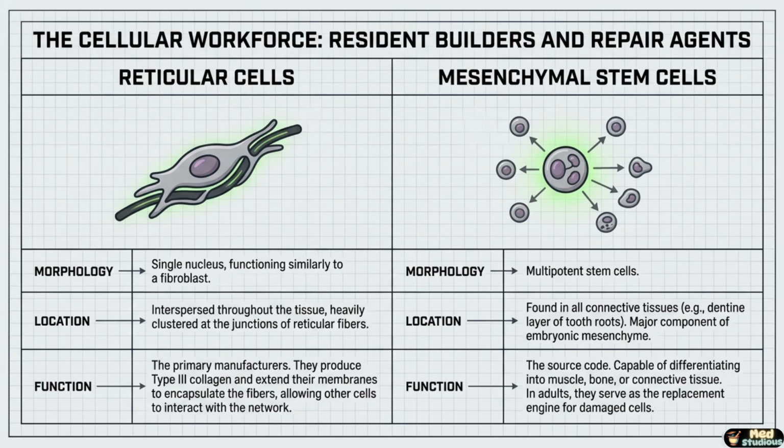with the network. Sharing this space are mesenchymal stem cells. These are the ultimate biological source code. They are multipotent stem cells found throughout all connective tissues, including as a major component of embryonic mesenchyme. Their primary job in an adult is to serve as the replacement engine. If a reticular cell dies or is damaged by infection, these stem cells can differentiate into brand new reticular cells to seamlessly repair the network.